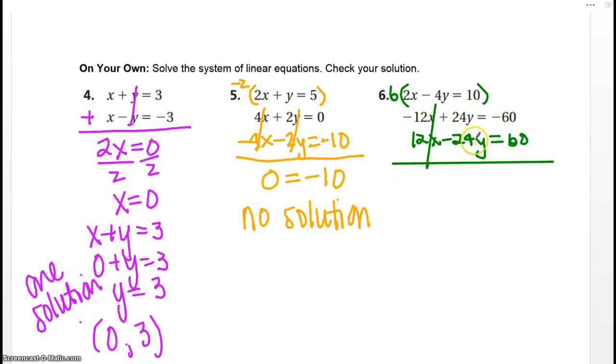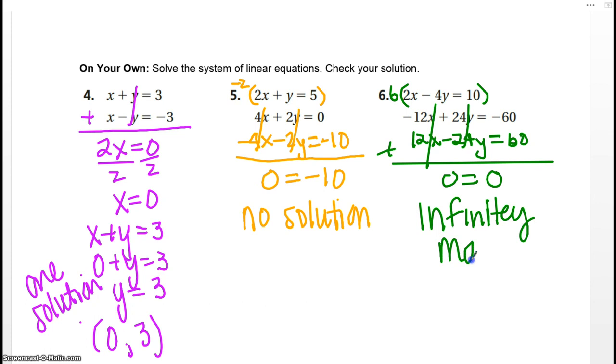So my 12's eliminate, my 24's eliminate. I'm left with 0 equals 60 plus, or excuse me, negative 60 plus 60, which is also 0. Remember, when 0 equals 0, you know there is infinitely many solutions.